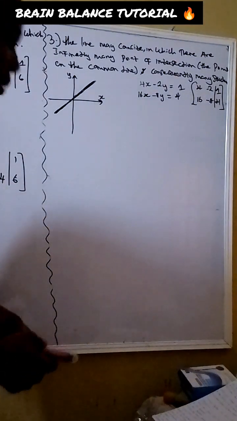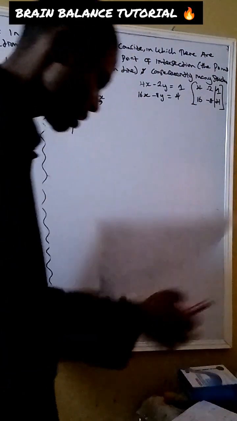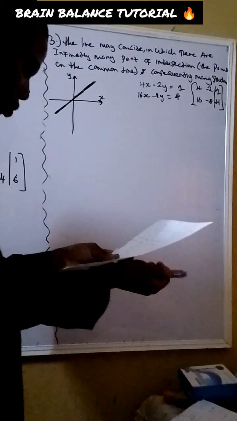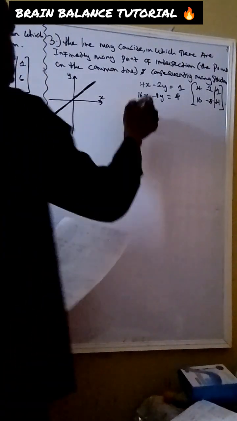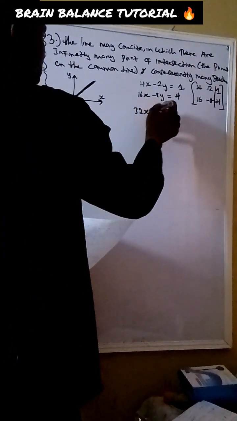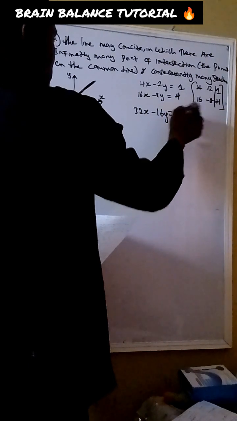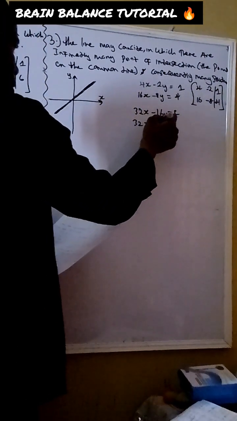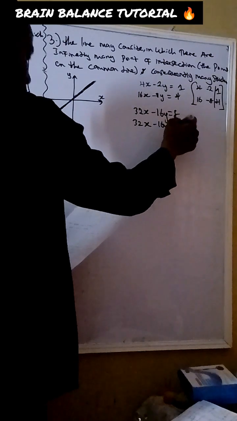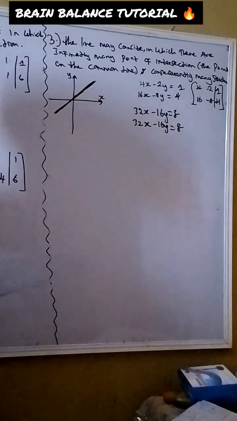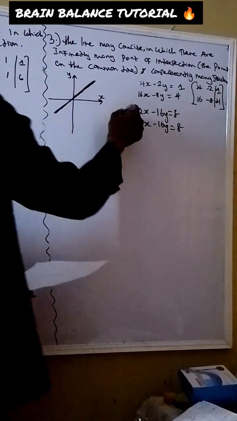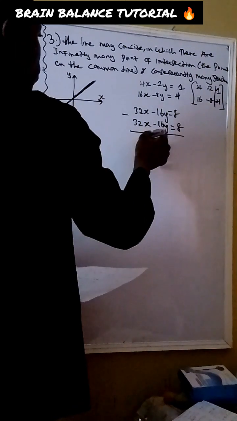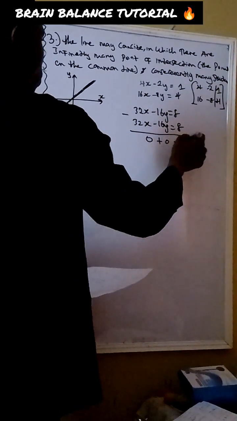So if you are to apply, what do they call it? Our normal simultaneous linear equation to it, in order not to waste our time, we have this as 32x minus 16y equals 8. Then we have this as 32x minus 16y equals 8. Are you with me? So at this point, when you subtract by using the elimination method, your answer gives you 0 plus 0 equals 0.